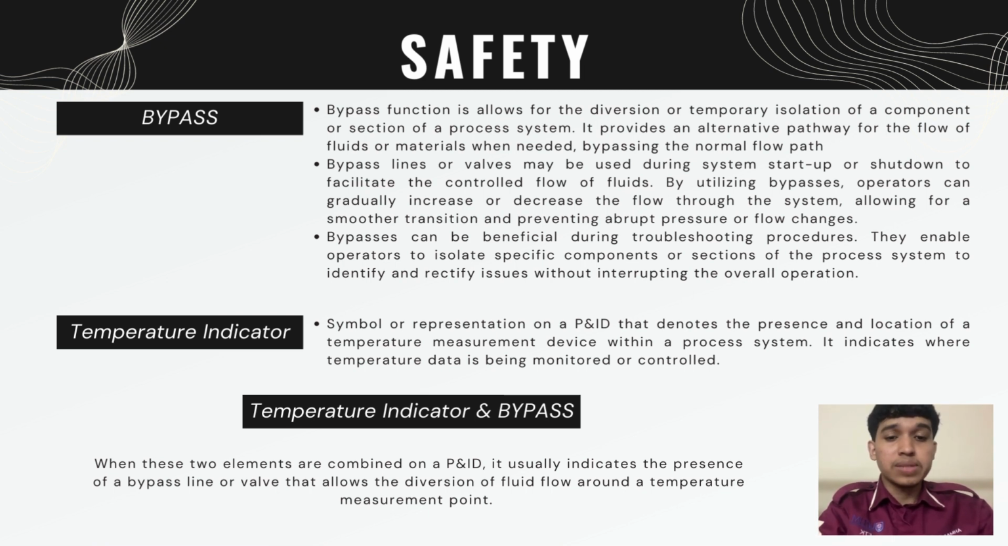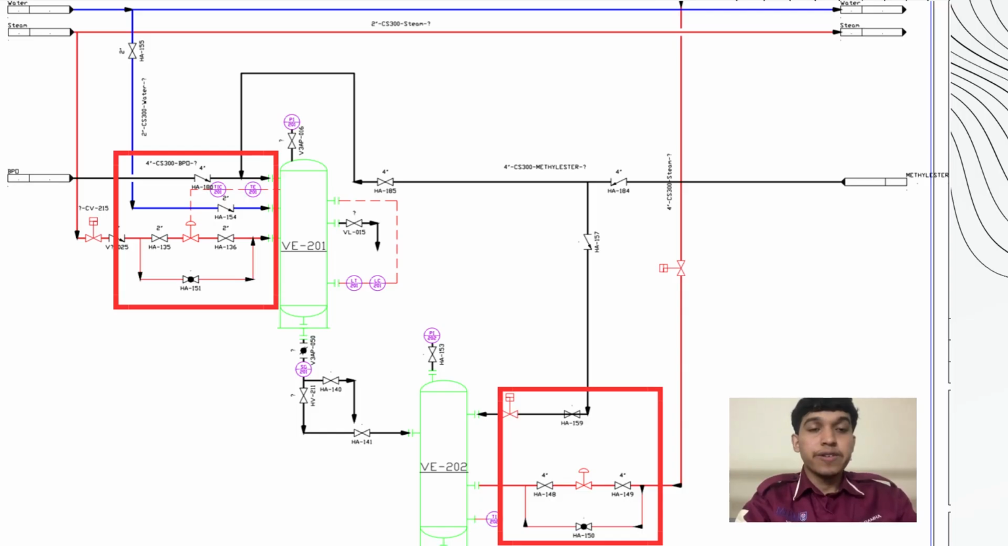So when these two elements, bypass and temperature indicator, are combined on a PNID, it usually indicates the presence of a bypass line or valve that allows the diversion of fluid flow around a temperature measurement point. So at the first drawing, PNID 1, we can see here we have two bypasses. The first bypass enters VE201, and we also have a temperature indicator. And the second bypass enters VE202, plus we have a temperature indicator, which are both from steam.